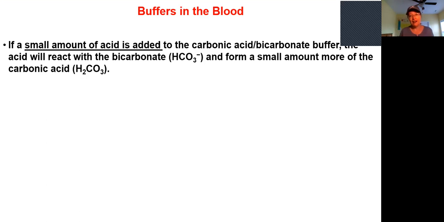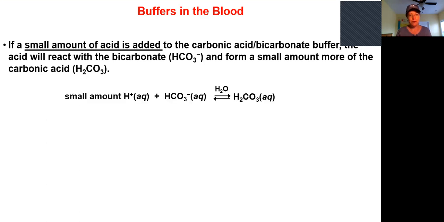So let's say we're adding a little bit more lactic acid or keto acids to the carbonic acid buffer in the blood. Well, that small additional amount of acid will produce more hydrogen ions. The hydrogen ions can then react with the bicarbonate anion, and all it makes is some more carbonic acid, which is already there in the solution.